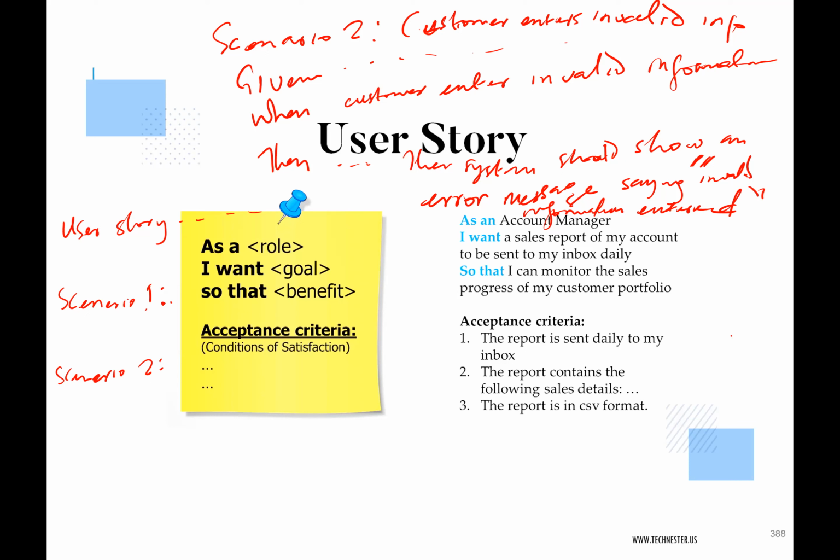Given that I am logged into my account on the website, when I navigate to my order page, so when I click my order page, the history, then I should be able to view the status of my order. Okay. That's good.